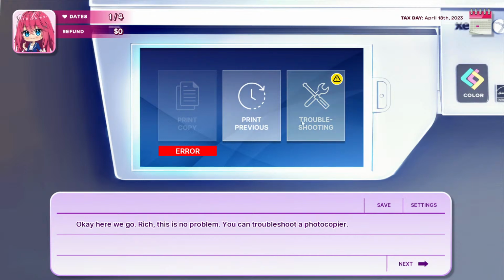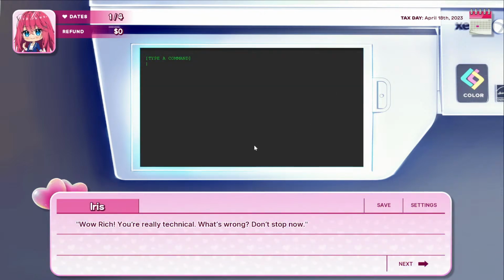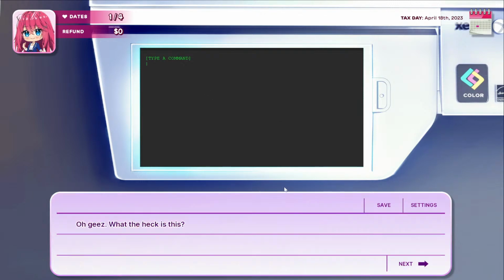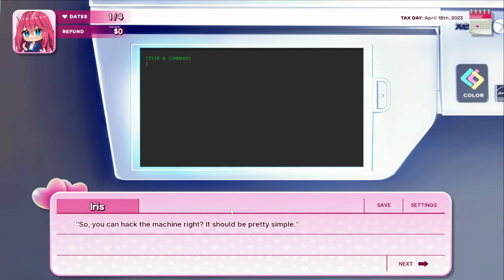Print copy. Okay, Rich. This is no problem. You can troubleshoot the photocopier. Wow, Rich, you really are technical. What's wrong? Don't stop now. Type a command. Print. Oh, geez, what the heck is this? Appears to be eternal access to the photocopier. What am I supposed to do? Hack the machine? So you can hack the machine, right? It should be pretty simple.